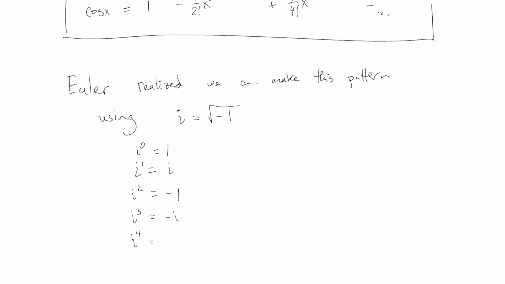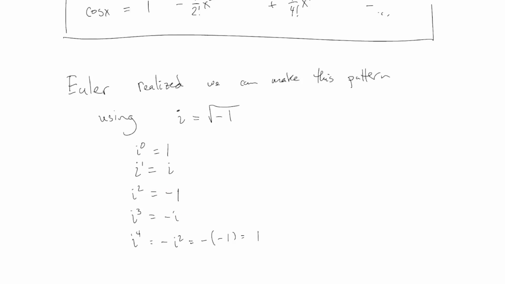Negative times this is -i squared. But i squared is -1. So that's -(-1), which is 1. i to the 4 is positive 1. So when you do these powers of i, it sort of turns into a real number. Even i squared is a real number. And then you get this other imaginary, but then it's the real number 1.